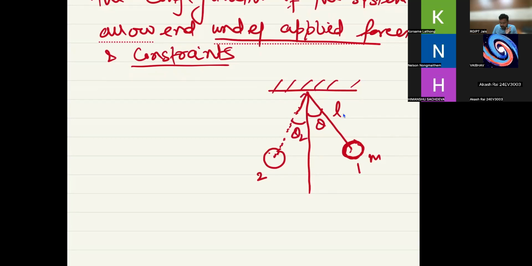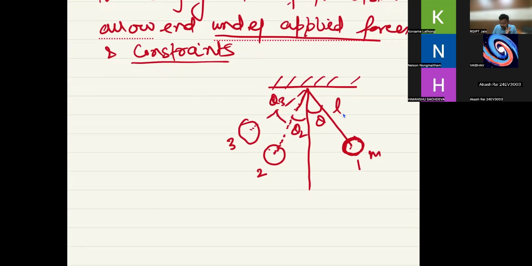You can also have the pendulum bob at this position. Let's say this is position 3. You represent this by theta 3. So this is another configuration of the system. So virtual displacement means that the pendulum bob changed its configuration, but it does not involve any time. It happens instantaneously. Instantaneously, this pendulum bob comes from position 1 to position 2, or position 2 to position 3, or any other configuration which is allowed under the constraint.